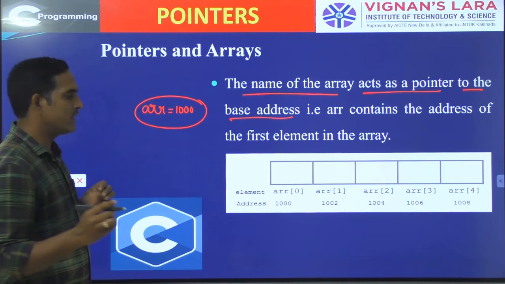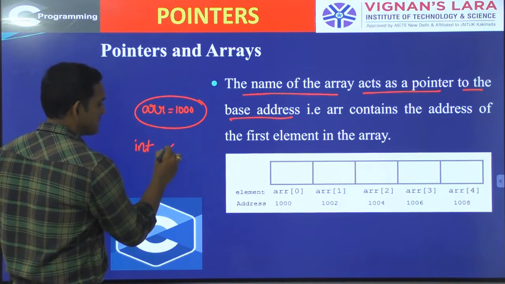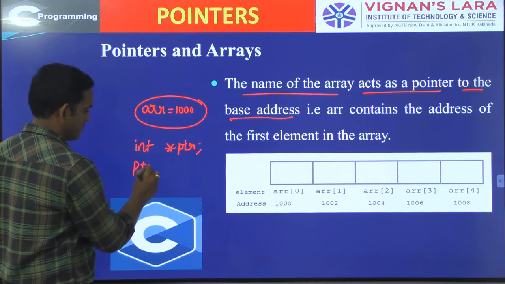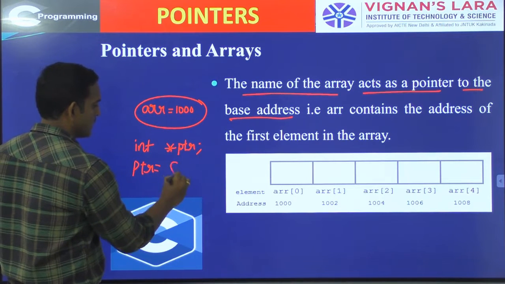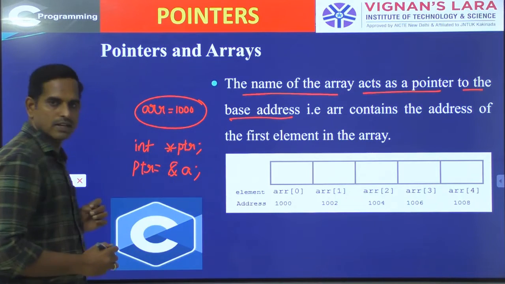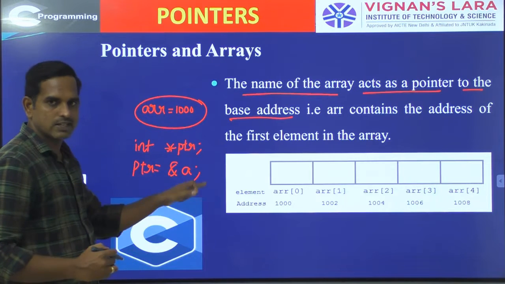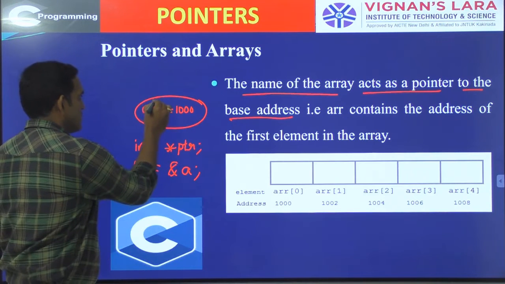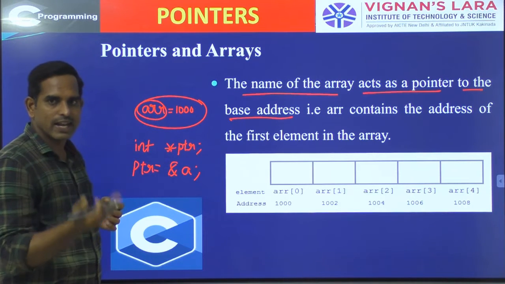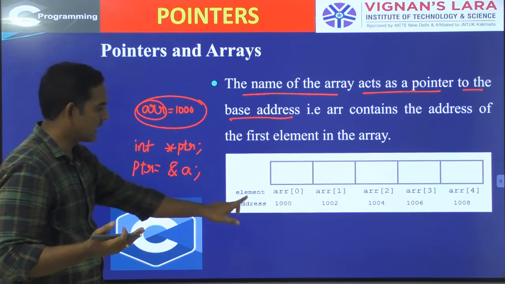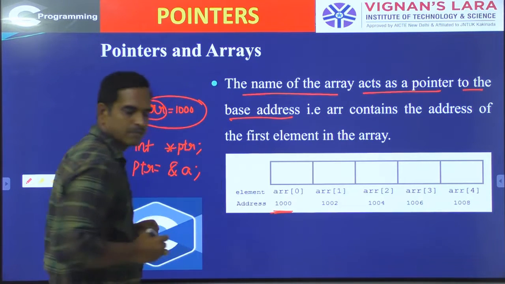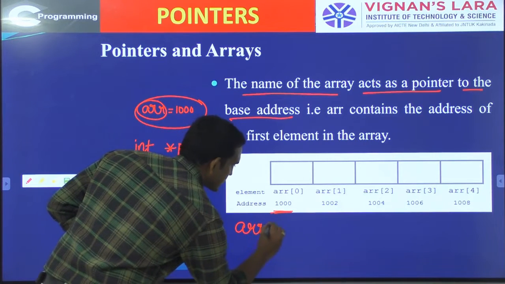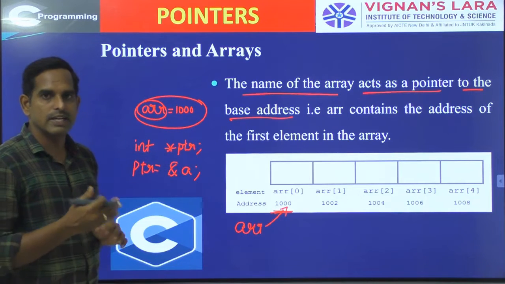As you already know, only pointers will contain addresses. Pointers will contain the addresses of some variable A. So PTR will contain the address of A, and that variable may be anything. Now ARR is also a pointer-like thing, and it will contain the address of the base element. So ARR will act as a pointer to the first element in every array.